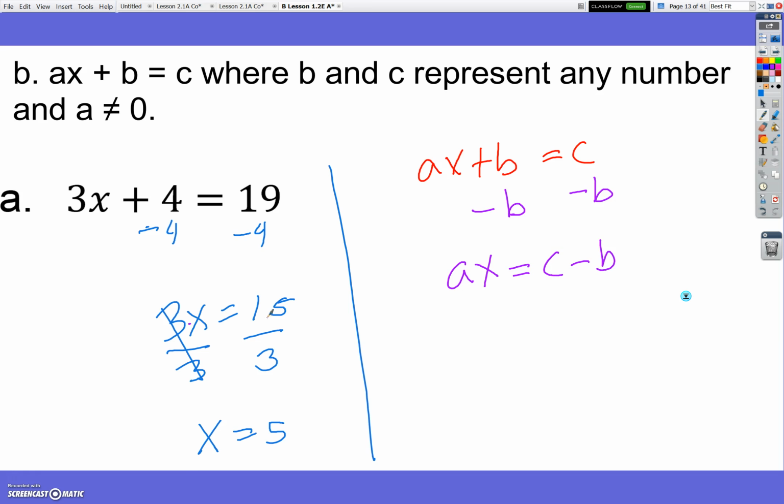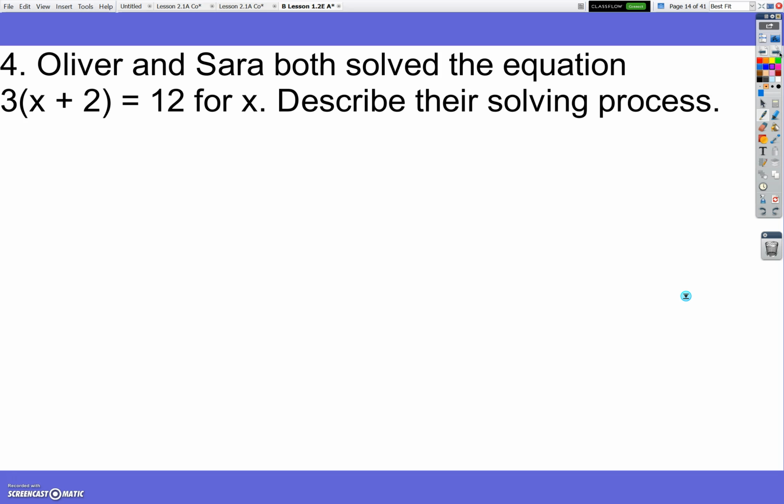Then I divided both sides by 3 to get x by itself. So I'm going to divide both sides by a to get x all by itself. So x is equal to c minus b all over a. And that's my final answer there. So let's go ahead and look at the next one.